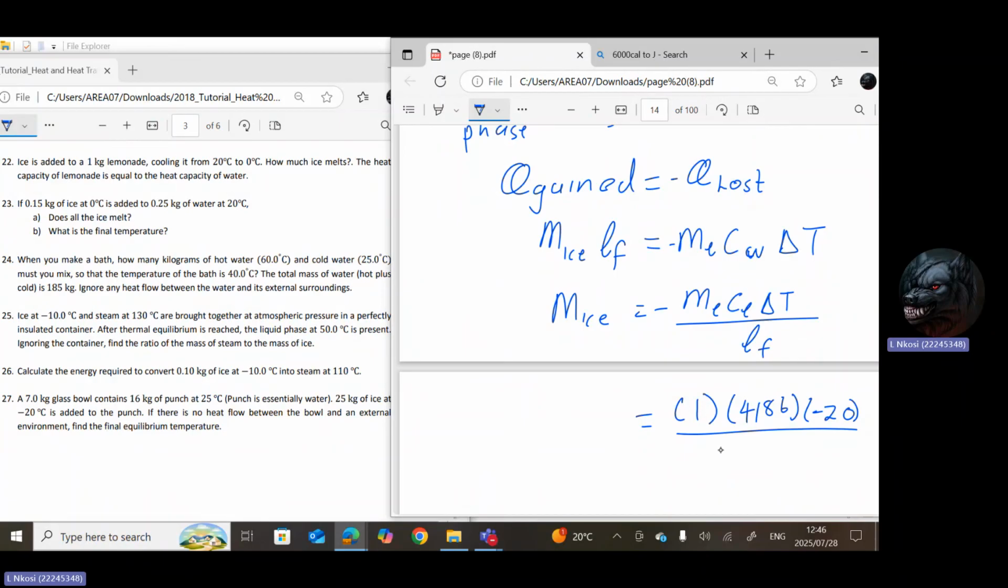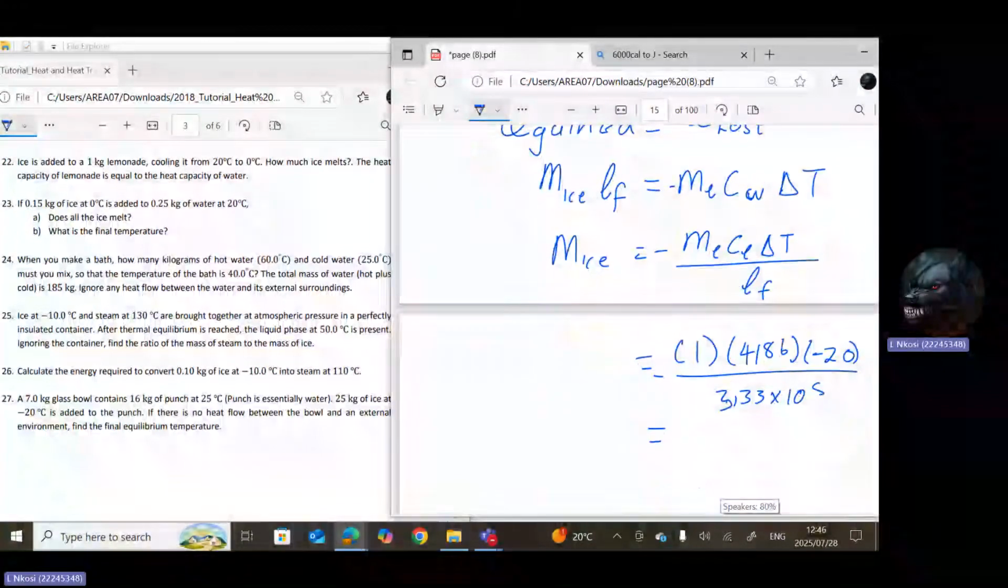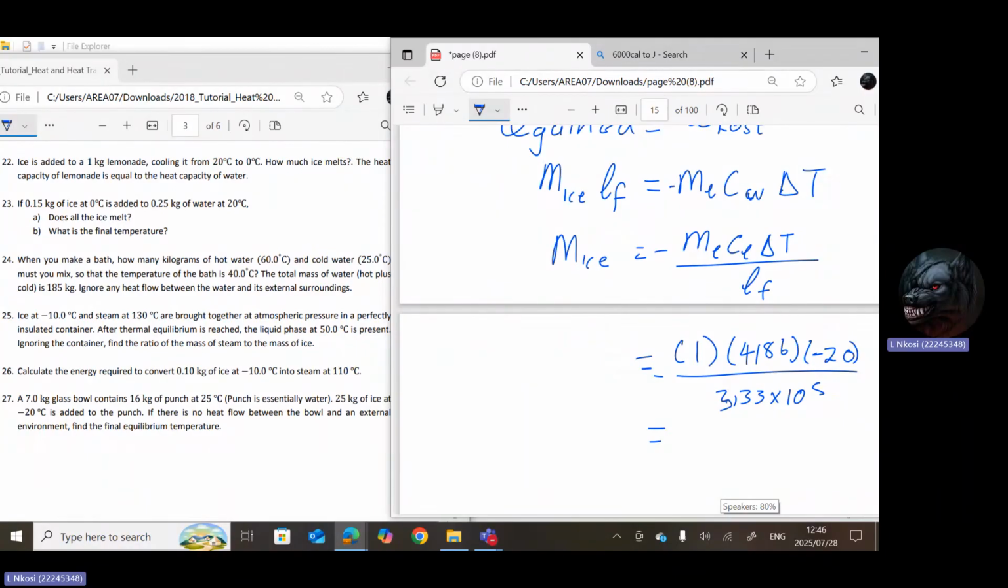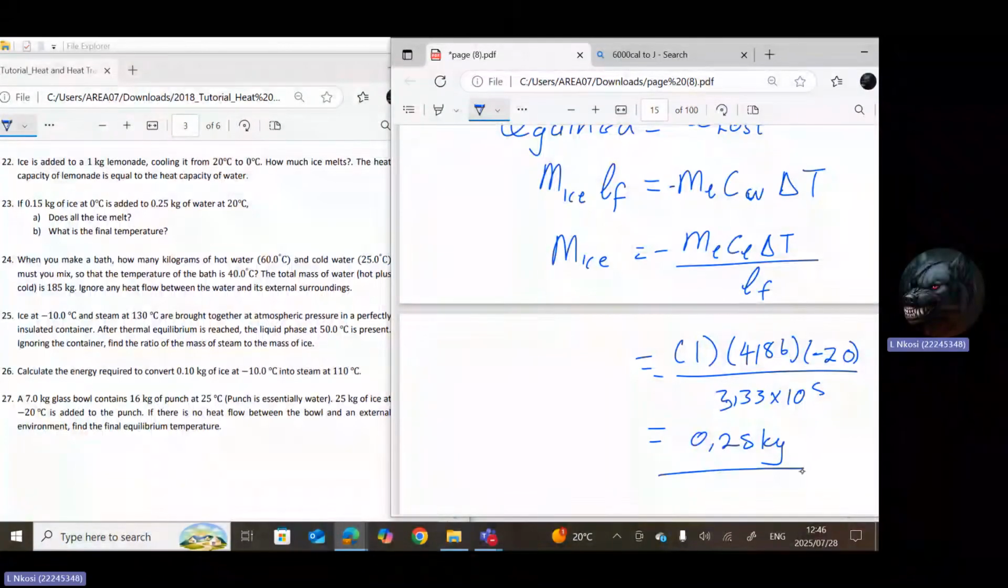So that heat of fusion is 3.33 times 10^5, negative here. So punch all this into the calculator: 4186 times 20 over 3.33 times 10 to the power 5. So you get 0.25 kilograms, which makes perfect sense.